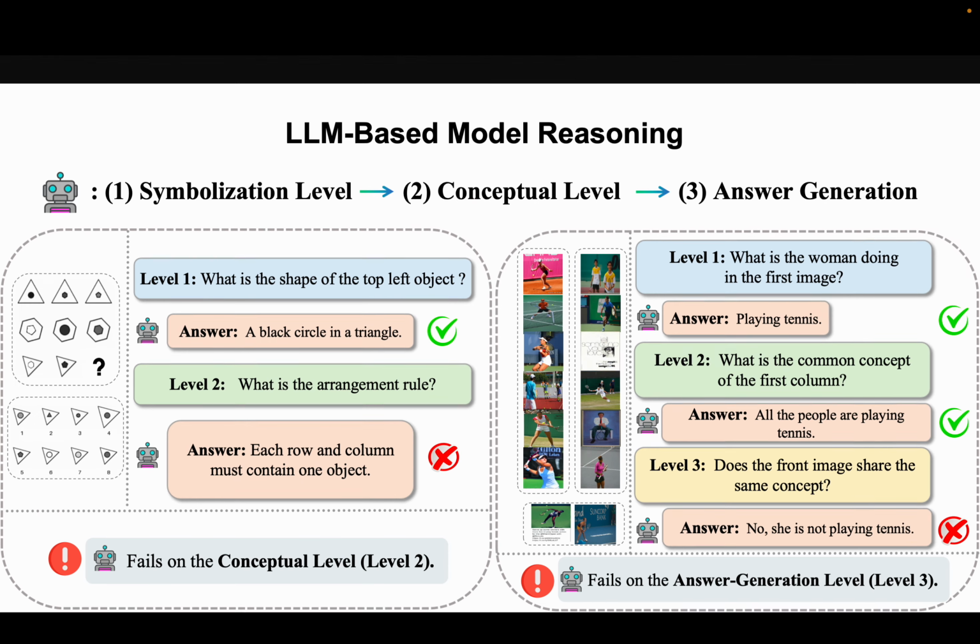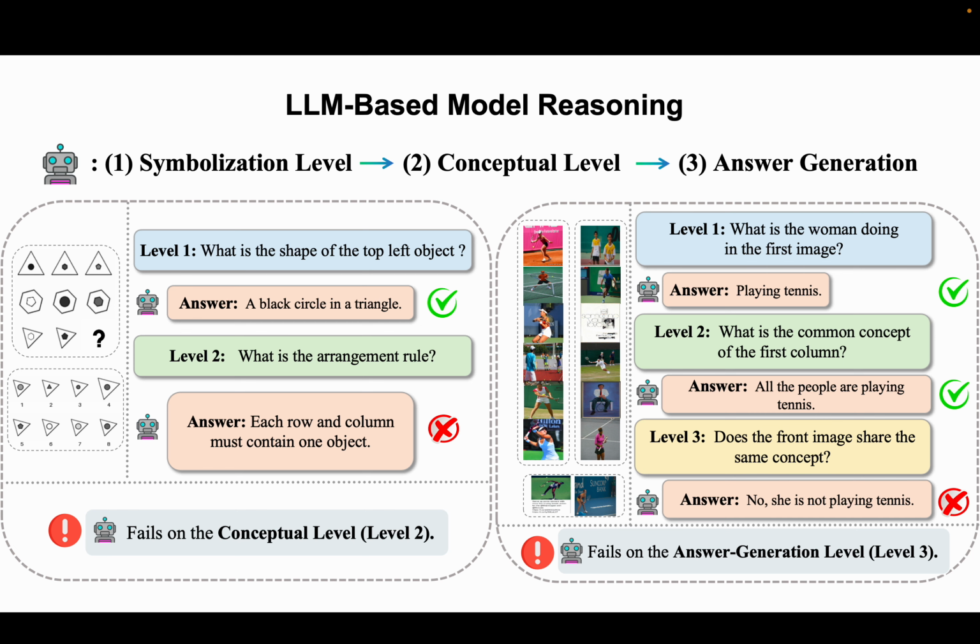Finally, we analyzed reasoning in large language models, breaking the process into symbolization, conceptual understanding, and answer generation. Our findings show that while LLMs perform well in perception, they struggle with reasoning, especially in the Raven and Vanguard tasks.